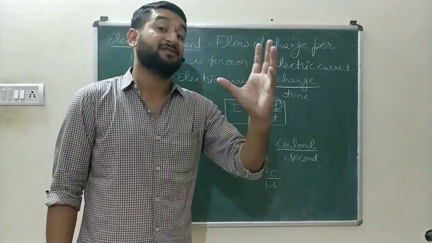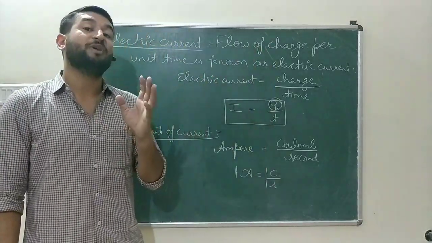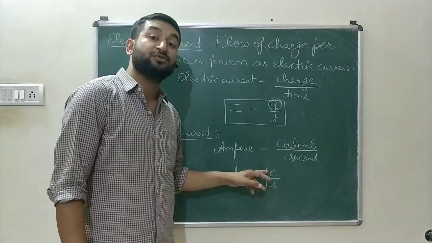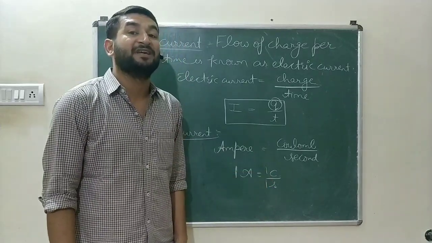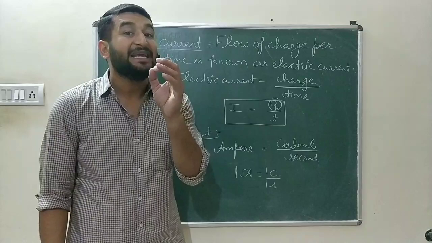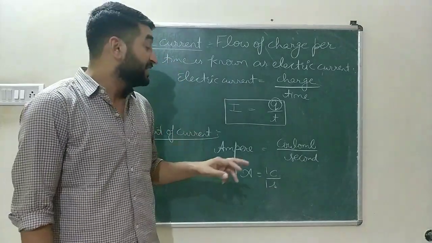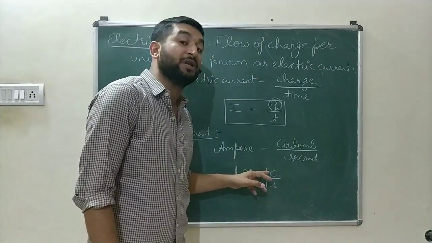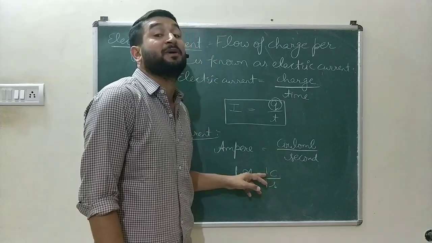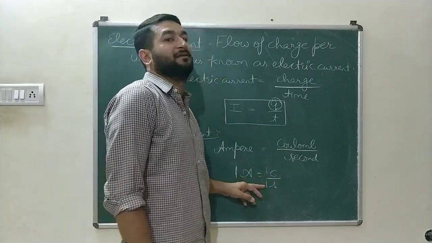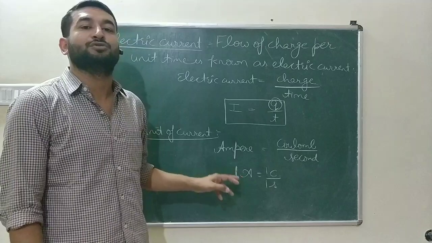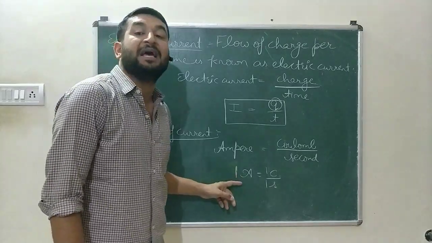अब इसे और मॉडिफाई कर सकते हैं आप. कितने इलेक्ट्रॉन पास हो जाएंगे? 1 कूलम में कितने इलेक्ट्रॉन्स होते हैं? 6.25 into 10 raised to the power 18 electrons. That means if 6.25 into 10 raised to the power 18 electrons pass through a conductor in 1 second, then the current flowing through it is referred to as 1 ampere.